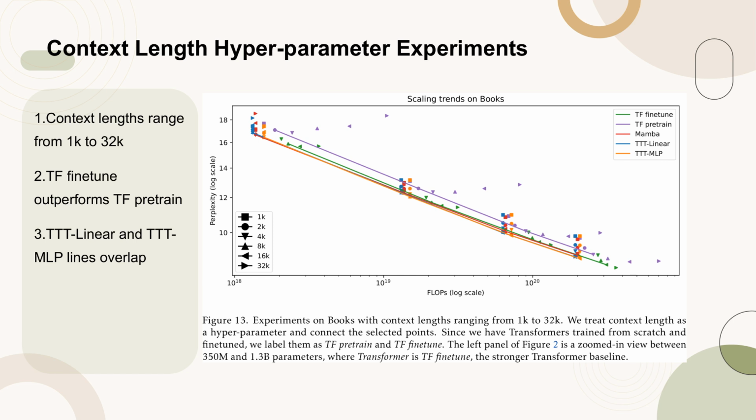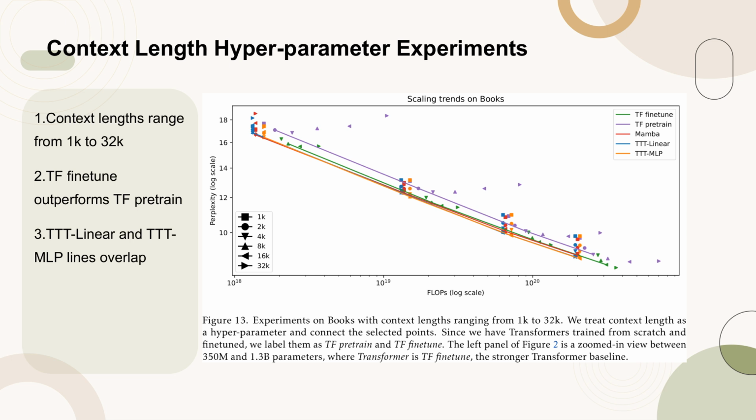Figure 13 presents experiments on Books with varying context lengths from 1K to 32K, treating context length as a hyperparameter. The figure connects selected points for transformers trained from scratch and fine-tuned, labeled as TF pre-train and TF fine-tune. Notably, TF fine-tune significantly outperforms TF pre-train, benefiting from long context without excessive training FLOPs cost. The best performing methods, TTT linear and TTT MLP, show nearly overlapping lines.